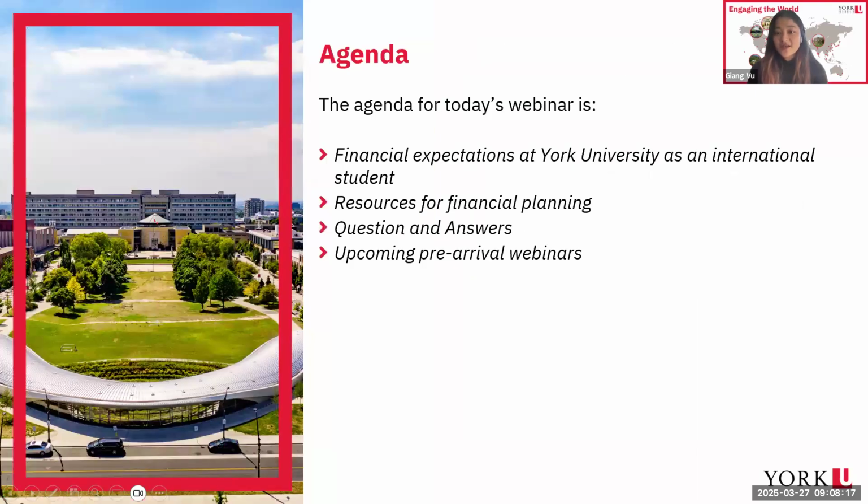Our agenda for the day includes an informative presentation on financial expectations at York University, focusing on what international students can anticipate in terms of cost of living and tuition. Then we'll cover the resources available for financial planning. After that, we'll have a Q&A section to address any concerns that you may have, and then wrap it up with some information about the upcoming webinar.